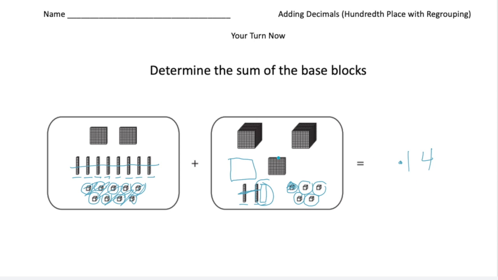Now we can count up the ones. So we have 1, 2, 3, and 4, so it's going to be 4. And then finally, remember, each one of these big blocks counts as a 10. So we have 1 and 2 tens. So it's going to be 24 and 14 hundredths. All right, how'd you do?